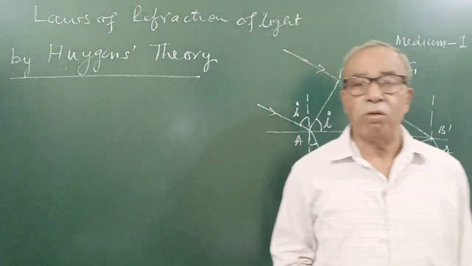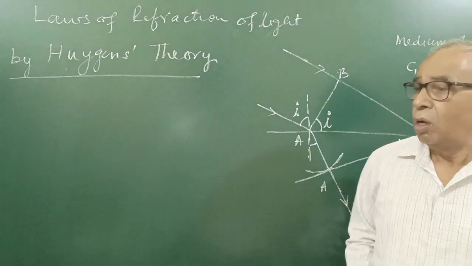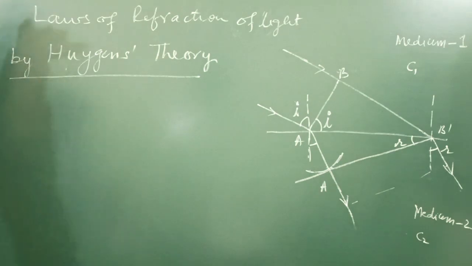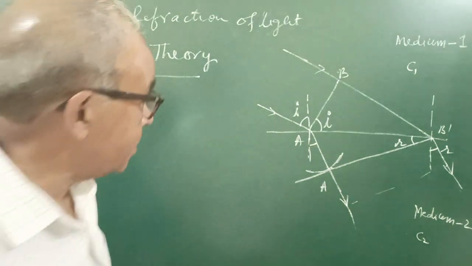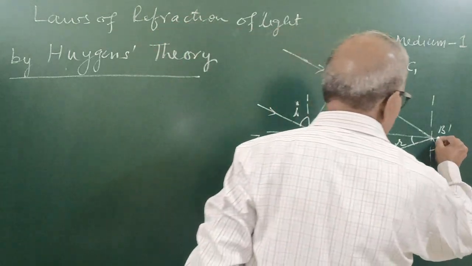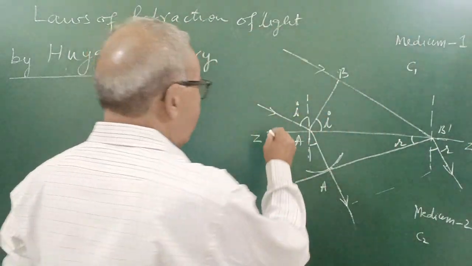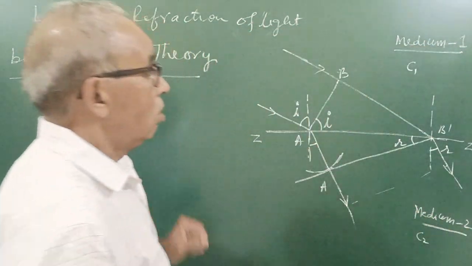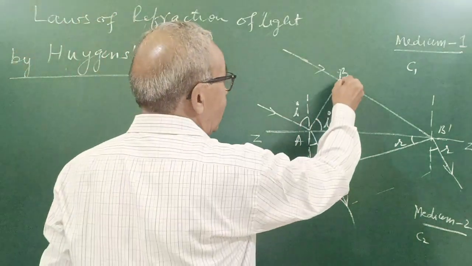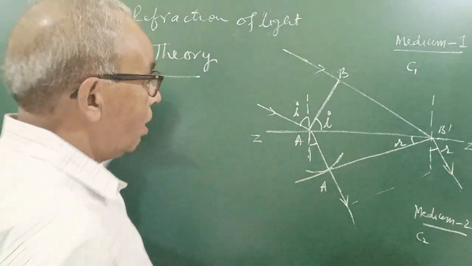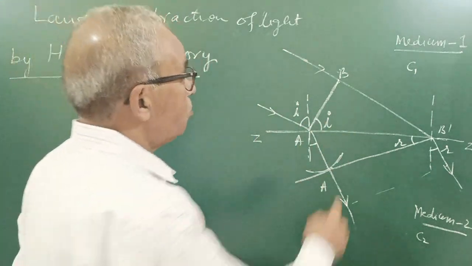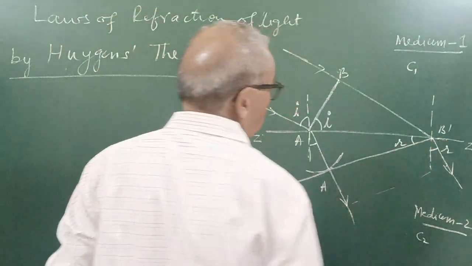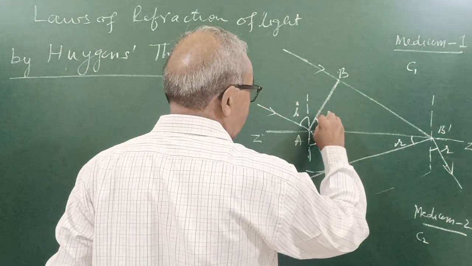Well, dear students, now in this video I am going to explain how you can prove the laws of refraction from Huygens' theory. Here in this figure, Z dash is the interface between two media, which I have written as medium 1 and medium 2. AB is the plane wave front traveling towards Z dash with the speed c1 in medium 1. It strikes the boundary or interface between medium 1 and 2 at angle i.